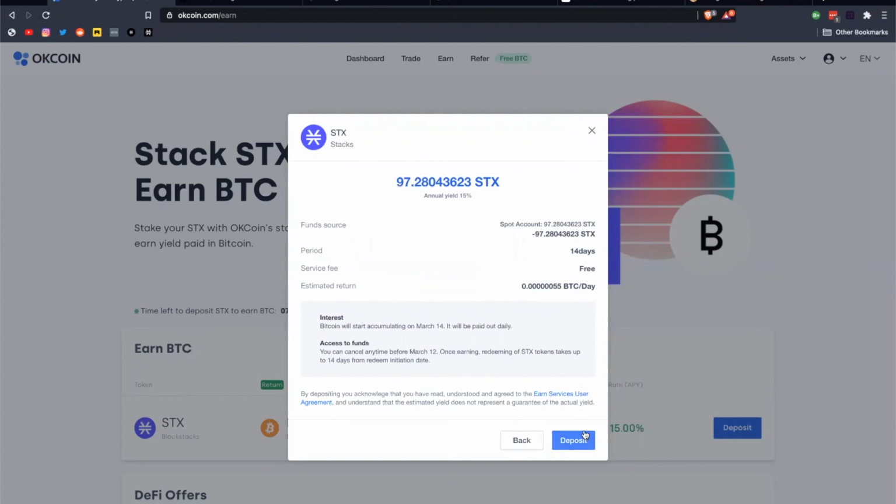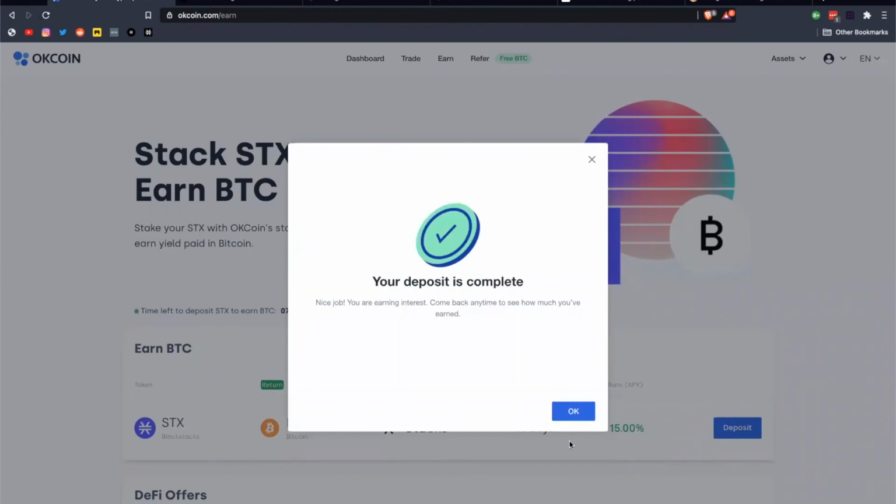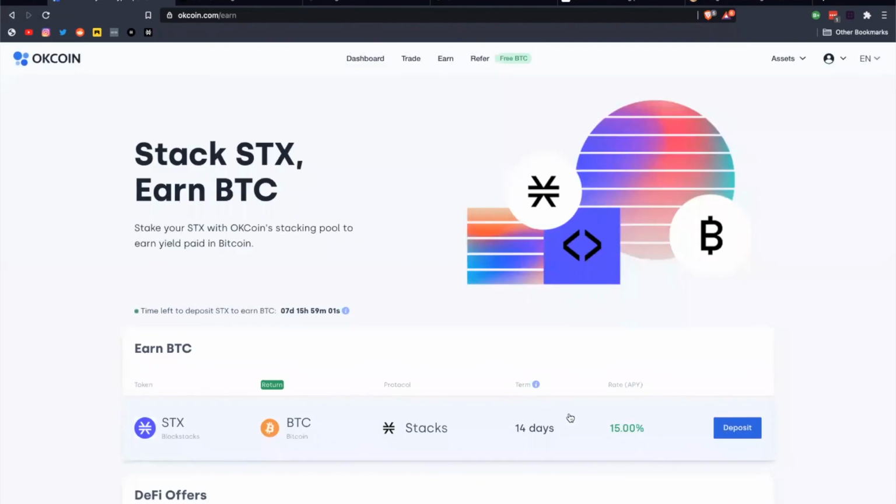Huge, especially as Bitcoin is looking like it's going to be the currency of the future. It may be the world reserve currency sooner than later. And deposit. Your deposit is complete. Nice job. You're earning interest. Then come back and see how well you do at the end of the year.